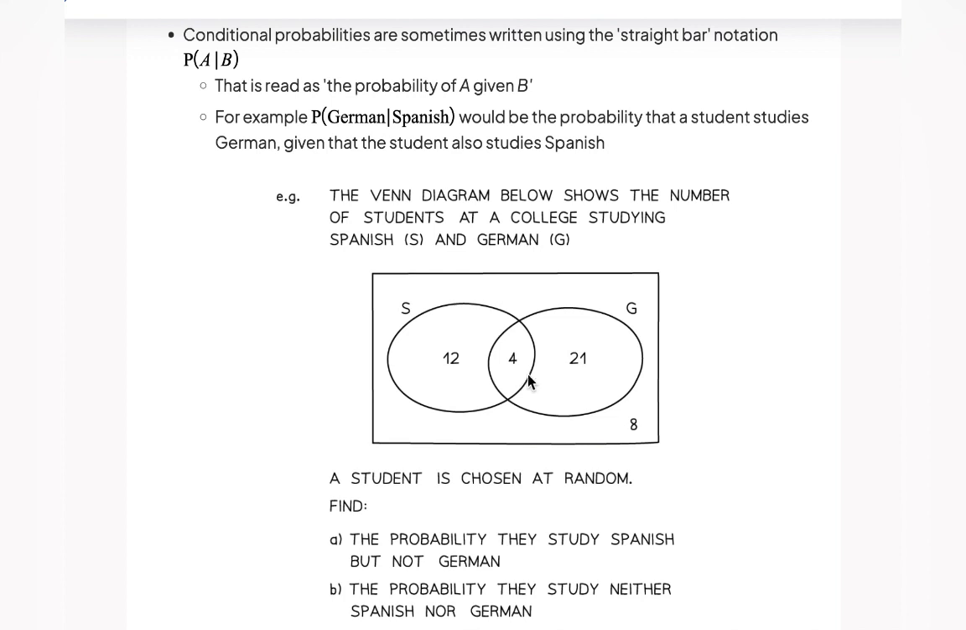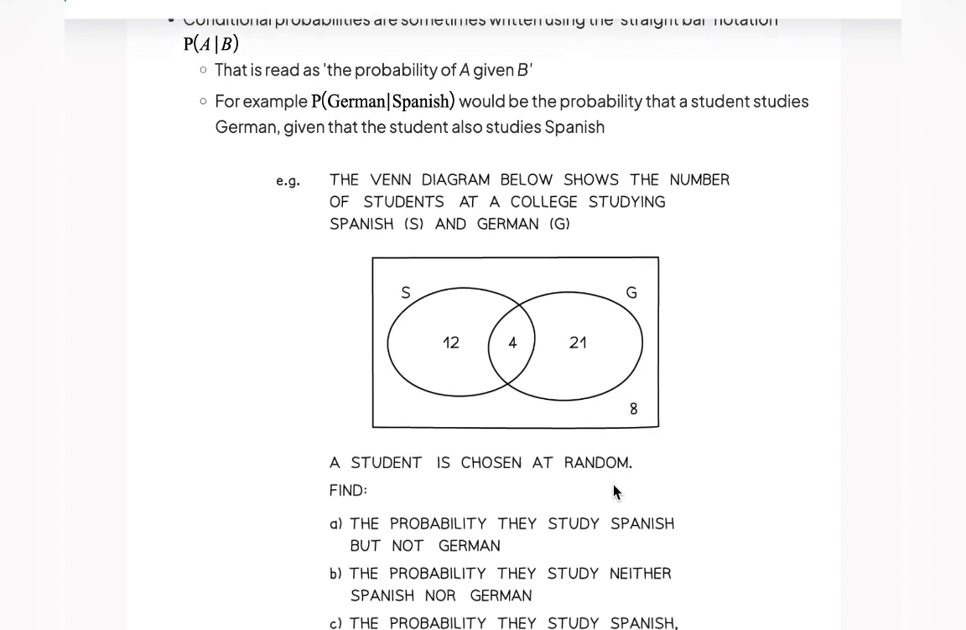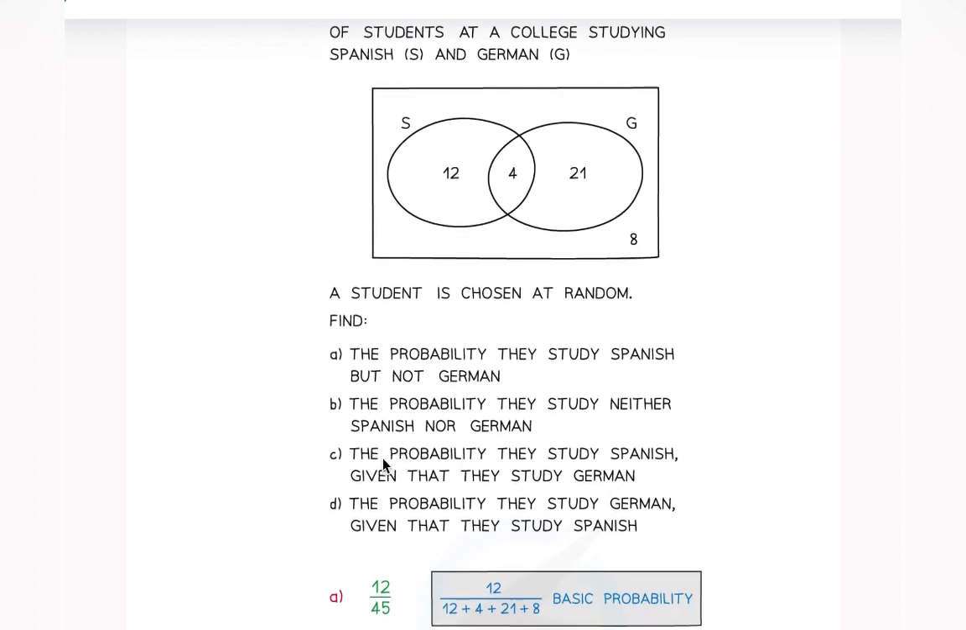So students who study both is this, over the probability of German, which includes some students who study Spanish. So this is a conditional probability. With this type of probability, we have to be extremely careful. See, the probability that they study Spanish, given that they study German. So the probability that they do both is 4.